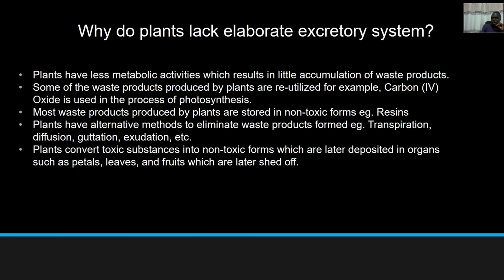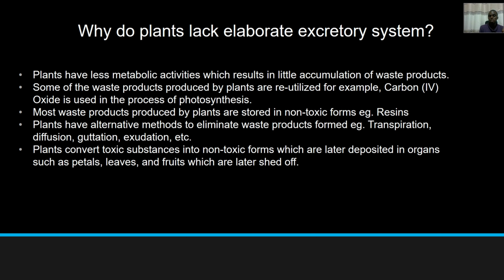Next, most waste products produced by plants are stored in non-toxic forms, e.g. resins and exudates. Then plants have alternative methods to eliminate waste products, for example, transpiration, diffusion, guttation, and exudation. So we'll define those terms as we go on. Now, transpiration is a process by which living organisms lose excess water to the atmosphere.